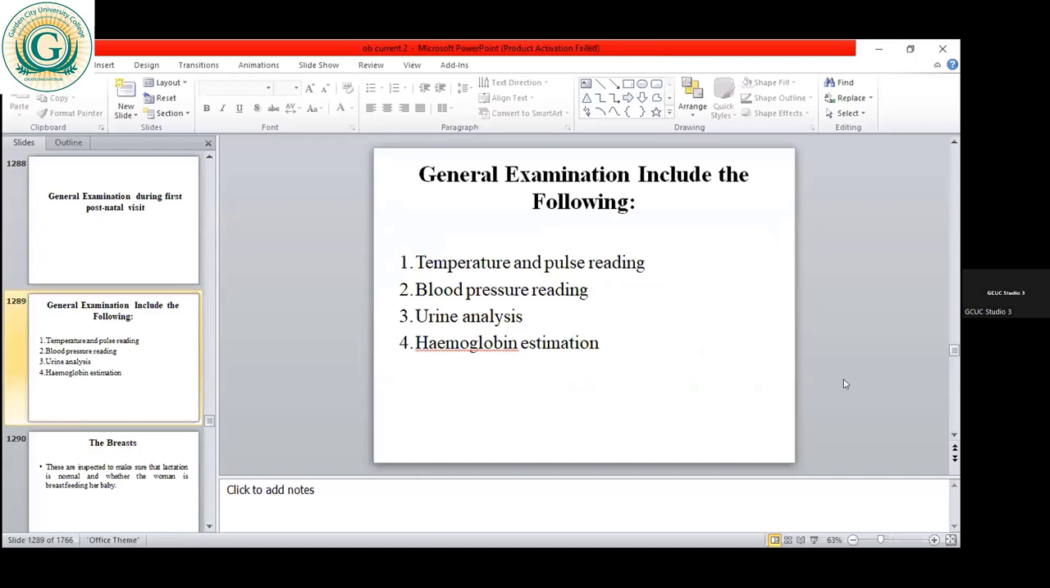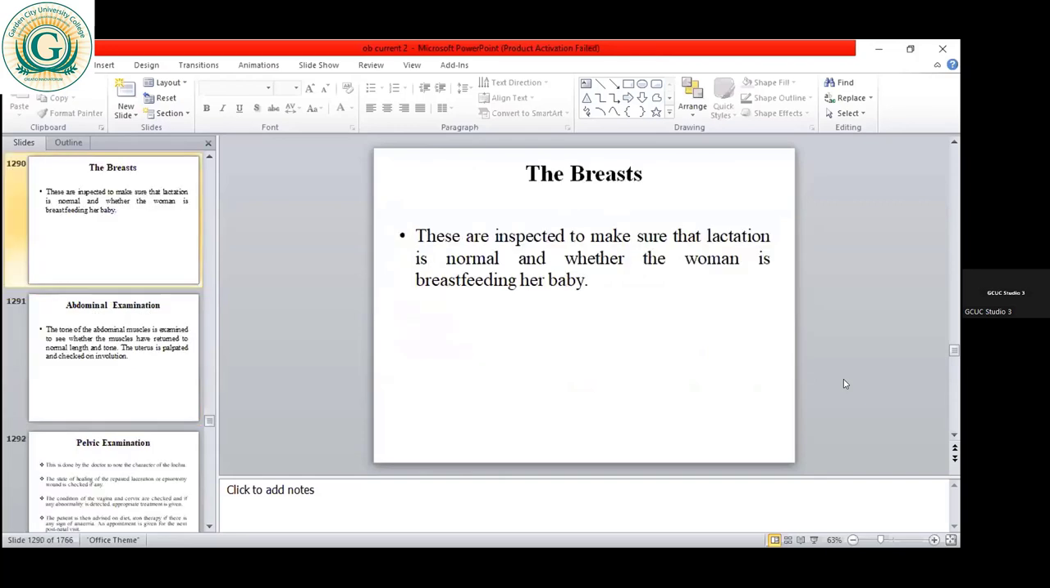You take temperature and pulse, blood pressure readings, urine analysis, and hemoglobin estimation. You look at the breast. Don't forget she's going to use the breast to feed the baby. You inspect the breast. The breast is very, very important. After delivery, you have to inspect and make sure that the woman has normal breasts to breastfeed. If there's any problem, tell her what she's supposed to do.